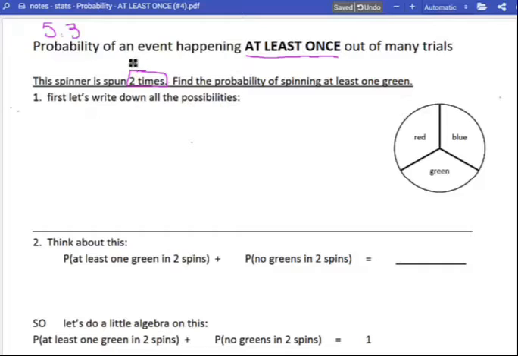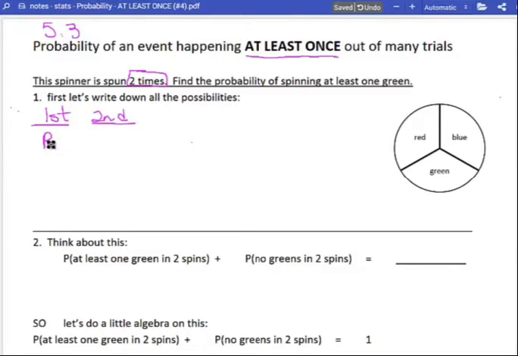So the first thing I'm going to do is write down every single situation. Remember, this is the reason why we learn formulas, so we don't have to write down every single situation. But I'm going to do every single situation. So here's my first spin, and here's my second spin. Let's just say that we start with red. It doesn't matter what you start with, but this is an organized way of catching all the situations.